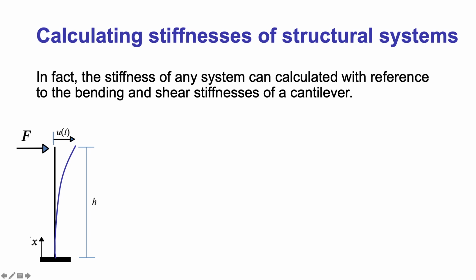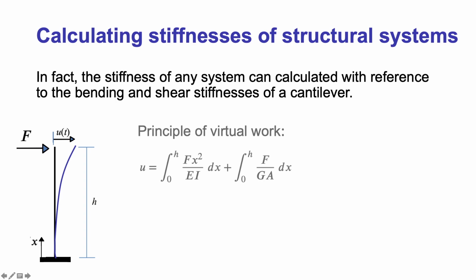By means of the principle of virtual work, we know that the lateral deformation U can be estimated as the summation of these two integrals. First, the integral from 0 to h of the product of F and x squared divided by EI, where x is the vertical coordinate, E is the elastic modulus of the material, and I the second moment of area of the cross-section of the cantilever.